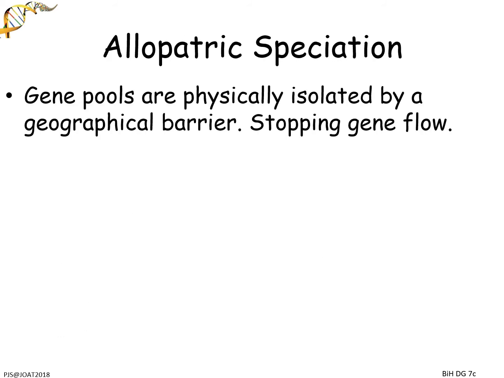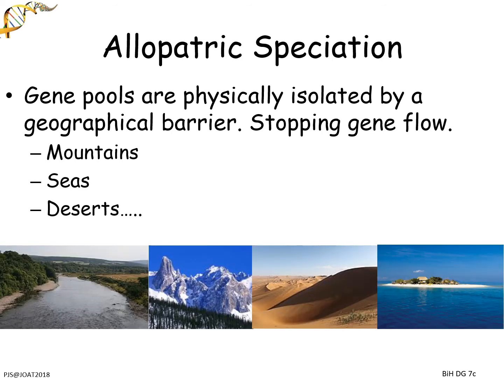Allopatric speciation means specifically that we are looking at a physical barrier. So that's a geographical barrier is going to cause allopatric speciation. So this is a physical barrier stopping gene flow. So it is like your mountains and the seas and deserts and physical things. Okay, that's it. That's all we need to know, geographical.